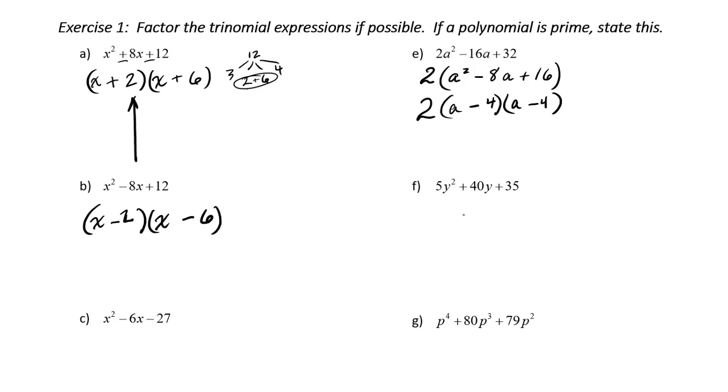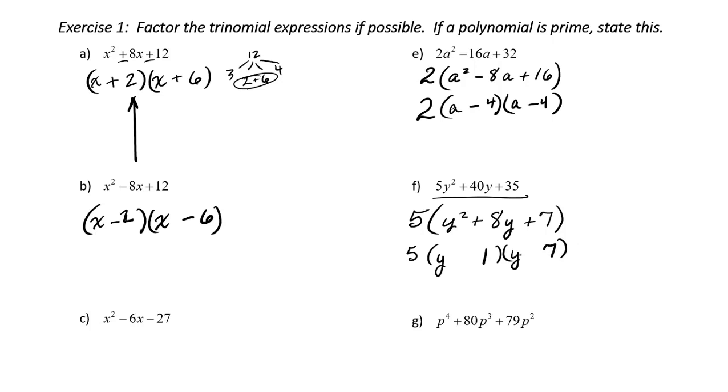Now let's look at the next trinomial in the row. I'm going to factor out the 5 as the common factor. We're left with y squared plus 8y plus 7 inside parentheses. Now I'm going to factor the trinomial. I know I need two y's as my leading terms in the binomials for the y squared, and 7 is prime, meaning the only numbers that will multiply to 7 are 1 and itself. Therefore, I have to have 1 and 7 as my factors.